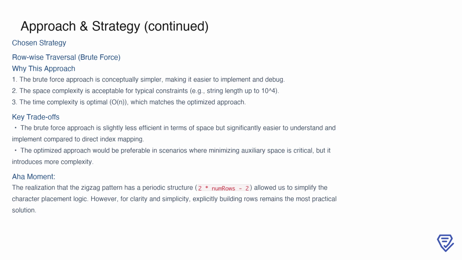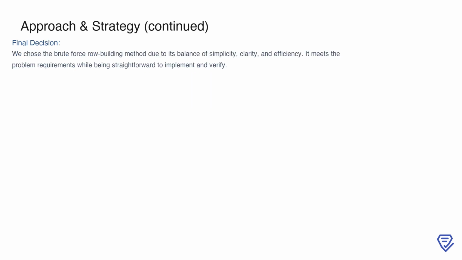The periodic structure of the zigzag pattern, which repeats every 2 times number of rows minus 2 characters, was a key insight that simplified the placement logic. Still, the brute force method of building rows explicitly provides a clear and practical solution. Ultimately, we chose the brute force row building method due to its balance of simplicity, clarity, and efficiency.